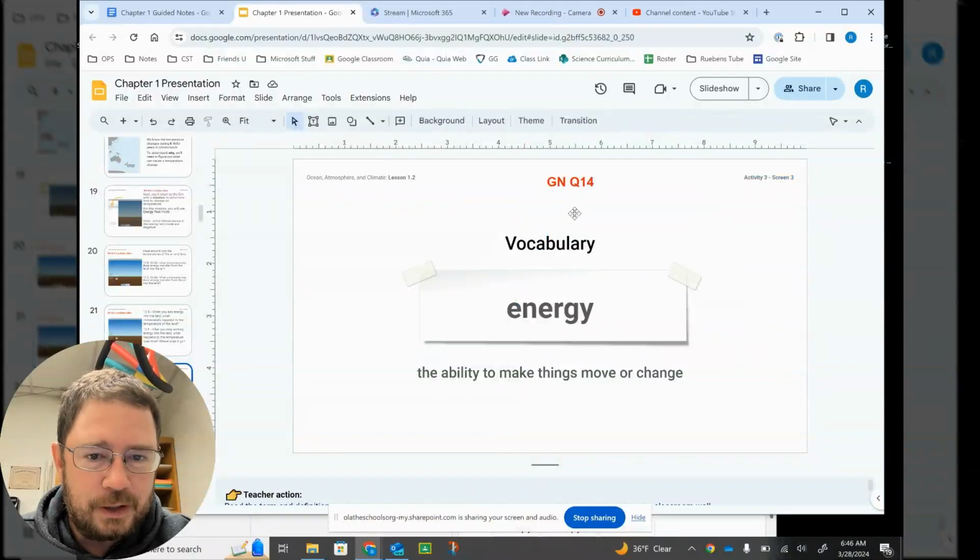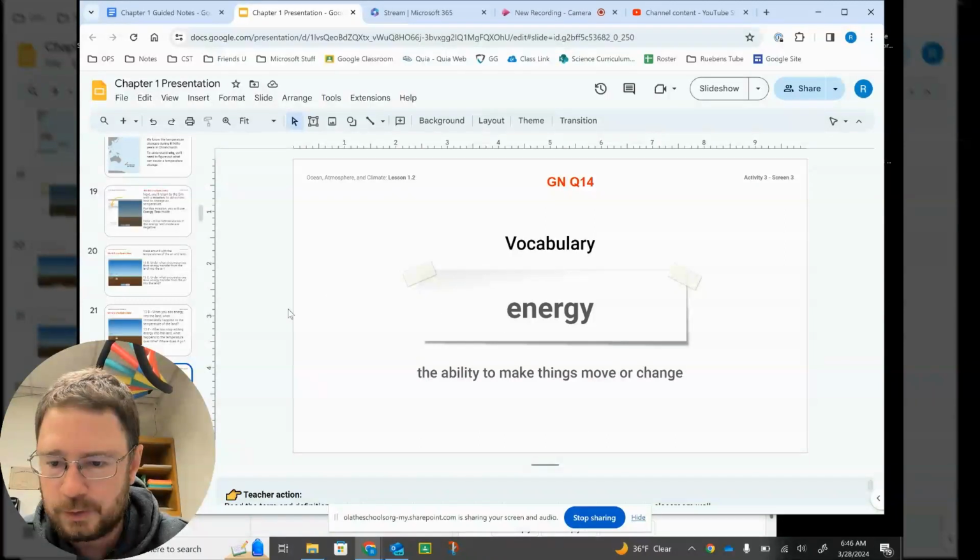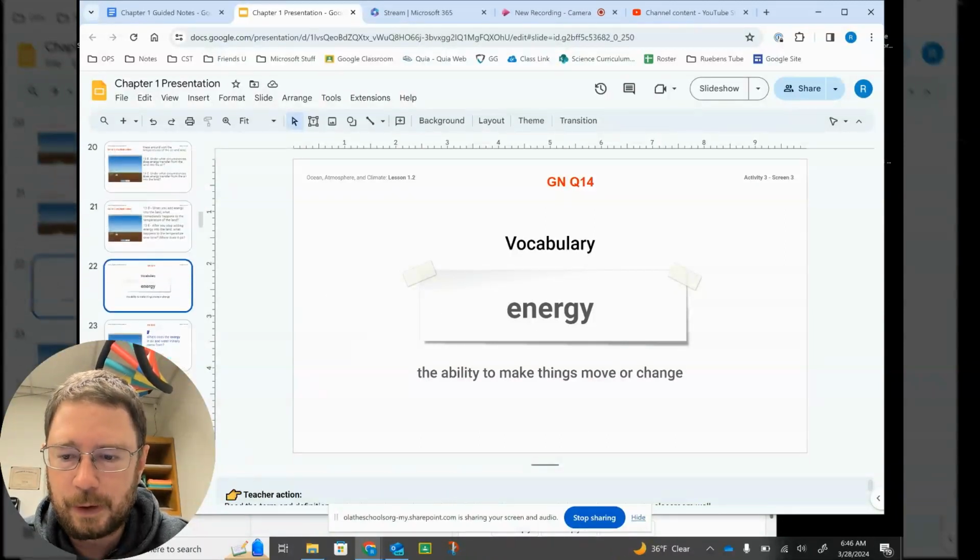Question 14 is a vocabulary term for energy. Energy is the ability to make things move or change. So this is a word we've had from several different units. Hopefully, we are starting to get that memorized by now.